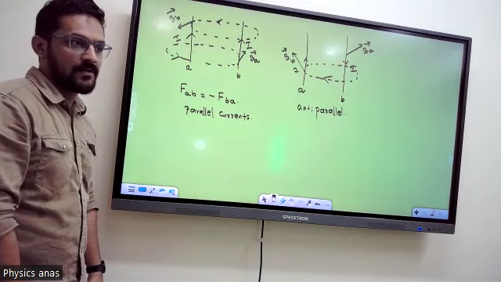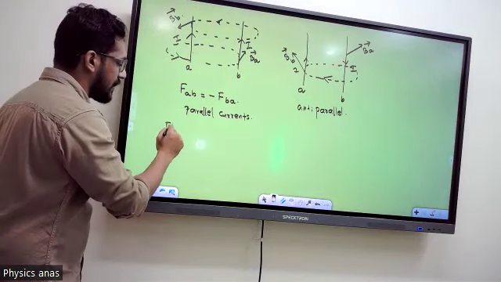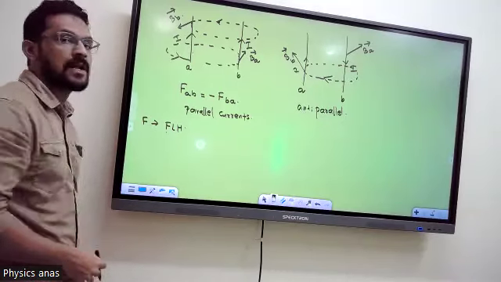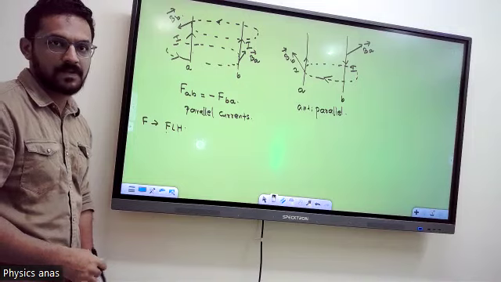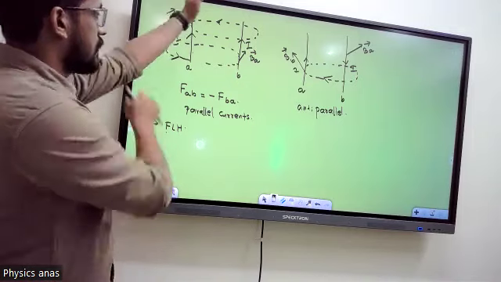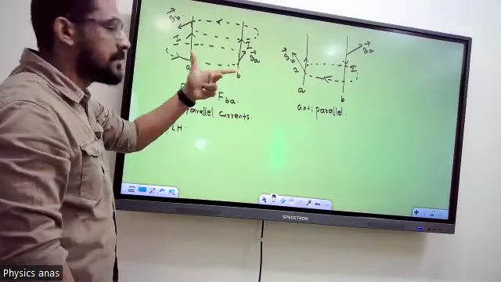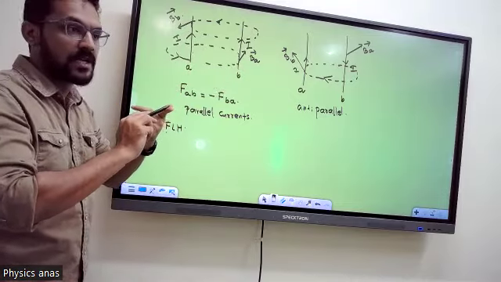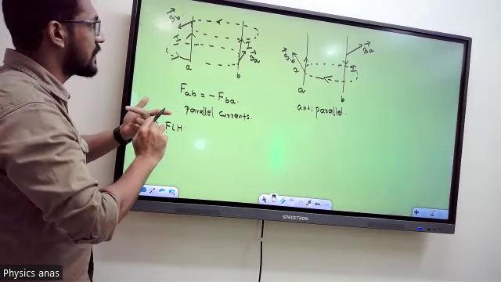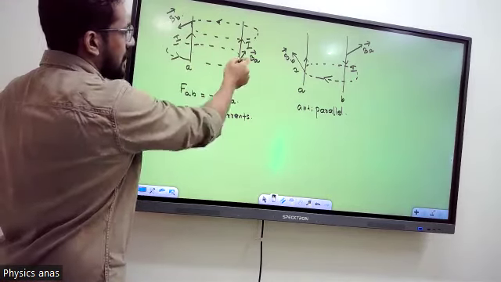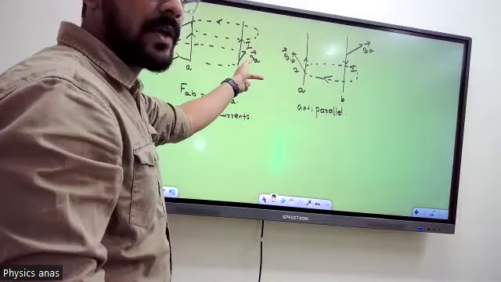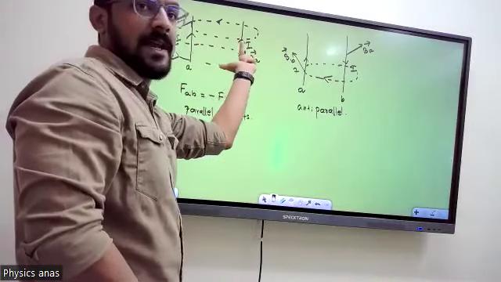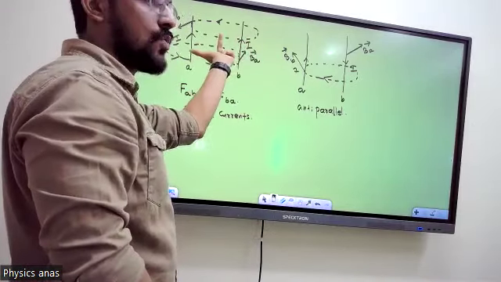Force direction will be given by Fleming's left hand rule. Got it? Okay. Then stretch the three fingers in perpendicular directions. The fourth finger will show you the direction of the magnetic field. So for A, the magnetic field is like this. Current is in the upward direction, so current is like this. And force is towards A.